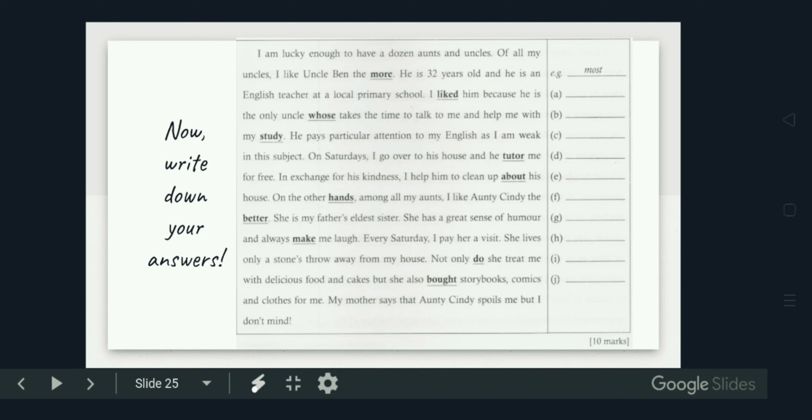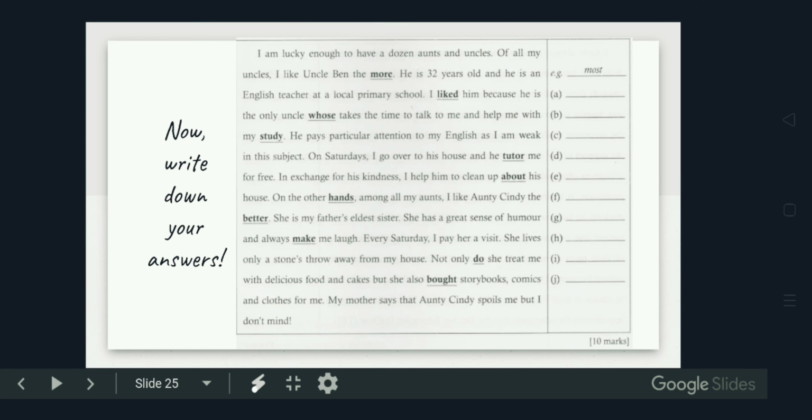Let's take a look. I am lucky enough to have a dozen aunts and uncles. Of all my uncles, I like Uncle Ben the more. Not the more, the most. He is 32 years old and he is an English teacher at local primary school. I liked him because he is the only uncle who takes the time to talk to me and help me with my study. He pays particular attention to my English as I am weak in this subject.